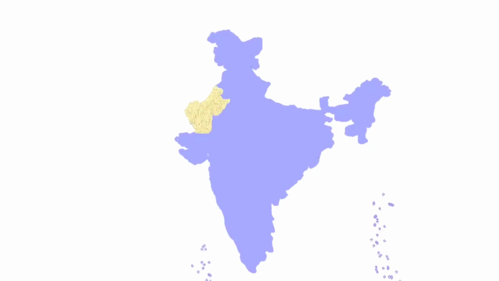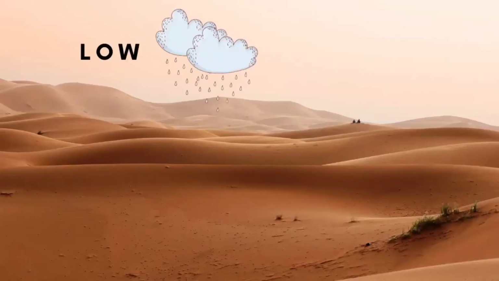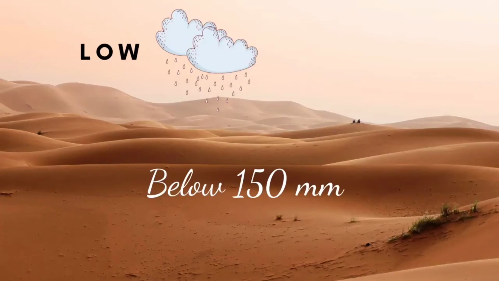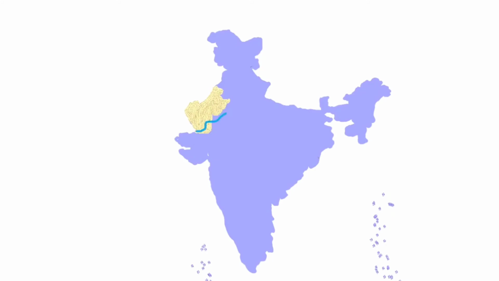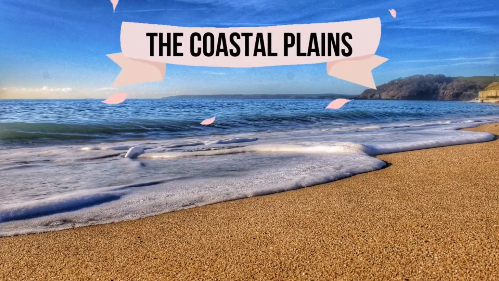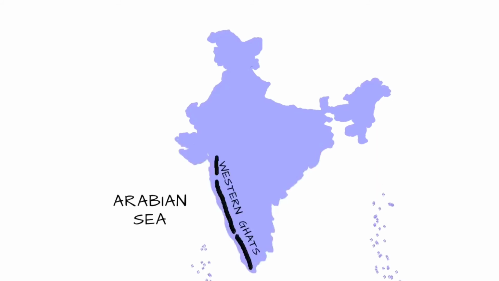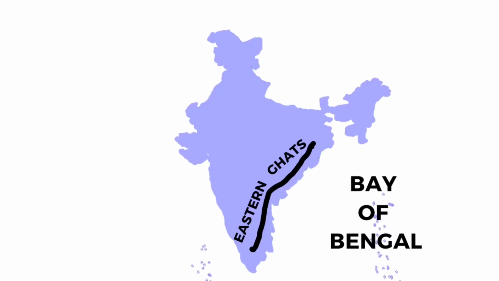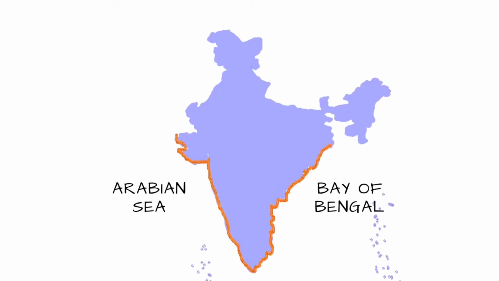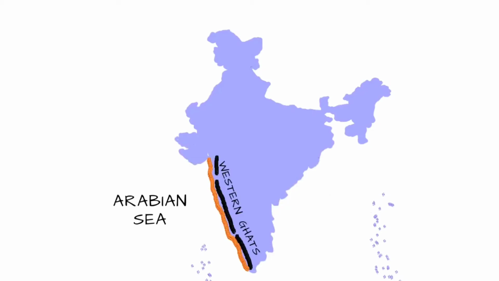The Aravalli ranges in Rajasthan and some parts of Gujarat are covered by the Indian Desert. It gets low annual rainfall, below 150 millimeters. Then the Indian coastal plain: we have the coastal plain along the Arabian Sea and the Bay of Bengal, so it is covered on two sides, and on the south side we have the Indian Ocean. India has 7,516 kilometers of coastline.